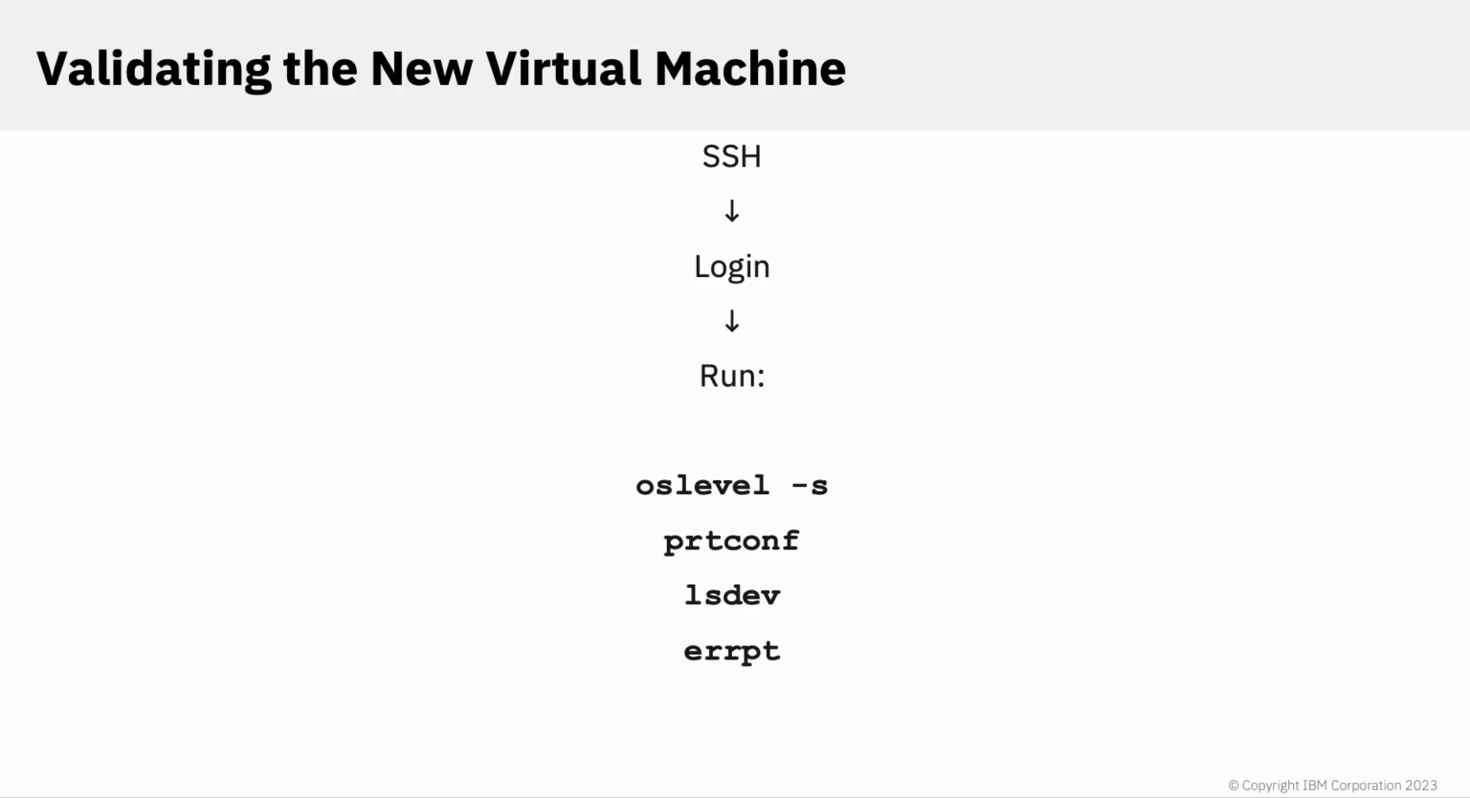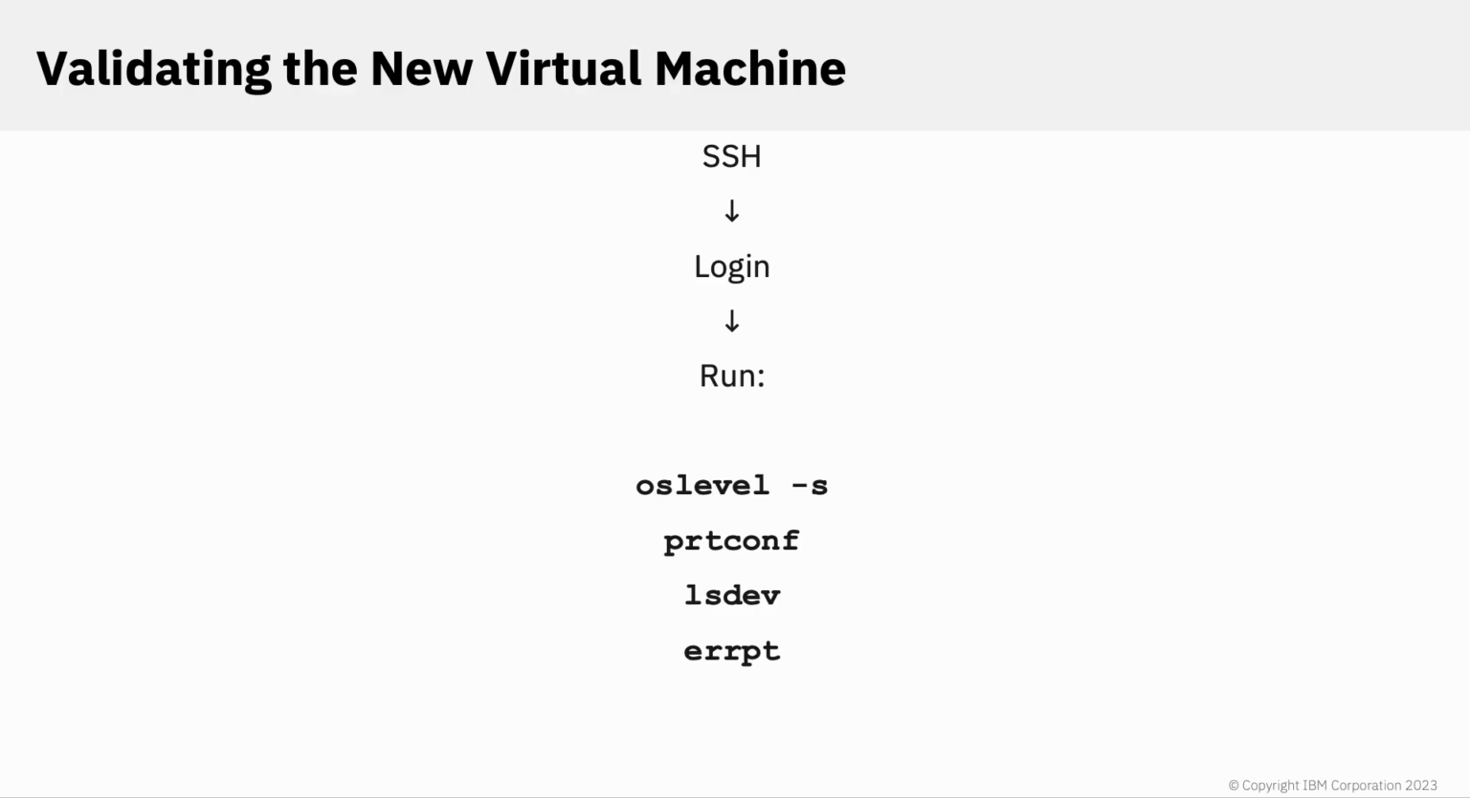The visual shows a couple of commands that can help with VM validation, such as oslevel to check the version of AIX and the fix packs, prtconf to look at the hardware configuration, lsdev to look at disks and adapters, and errpt to look for hardware and software errors. These are just to name a few. There are plenty of others that can also be performed, so you should check the support document for additional details.